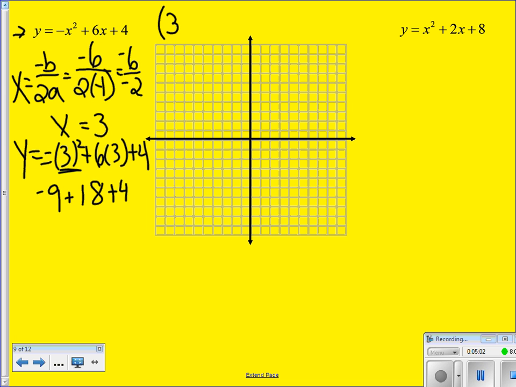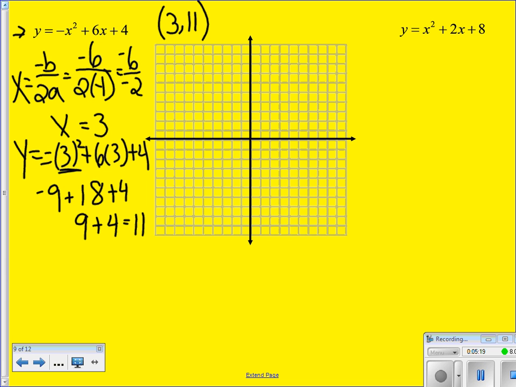So what do we have? Well, we have negative 9 plus 18 gives us a positive 9, plus 4, and that's equal to 11. So my vertex is at (3, 11). On your homework, you're not going quite up to 11.